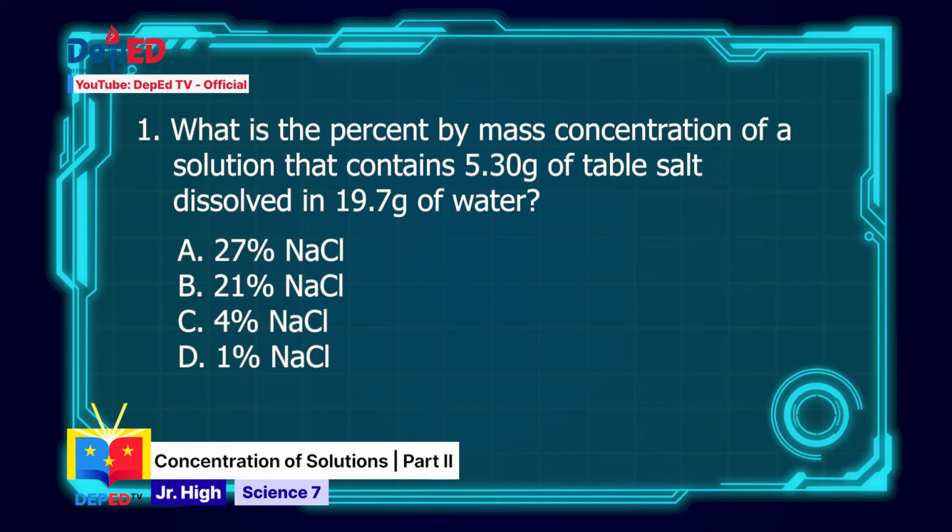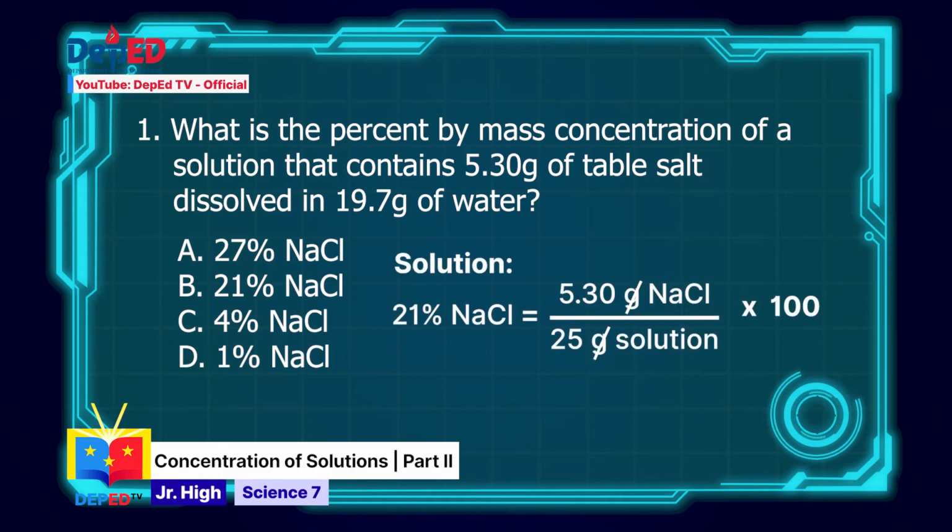Table salt is the common name of sodium chloride with the formula of NaCl. Since the solution contains 5.3 grams of sodium chloride and 19.7 grams water, the total mass is 25 grams. There is 21% sodium chloride in the solution. If your answer is letter B, you did it! You are correct!